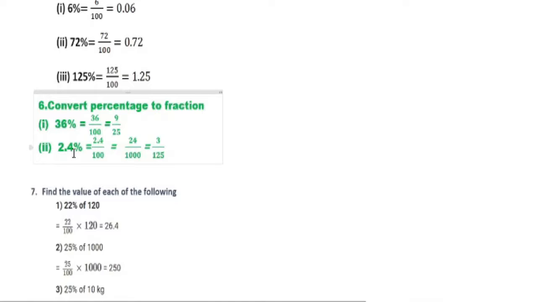Similarly, 2.4%. This is equal to 2.4 divided by 100. So the numerator is a decimal number, 2.4. So first you have to remove that decimal point. For removing that decimal point, we have to multiply numerator and denominator by 10. So it will become 24 by 1000. Then you have to simplify the numerator and denominator. So you will get 3 by 125. So this is convert percentage to fraction.